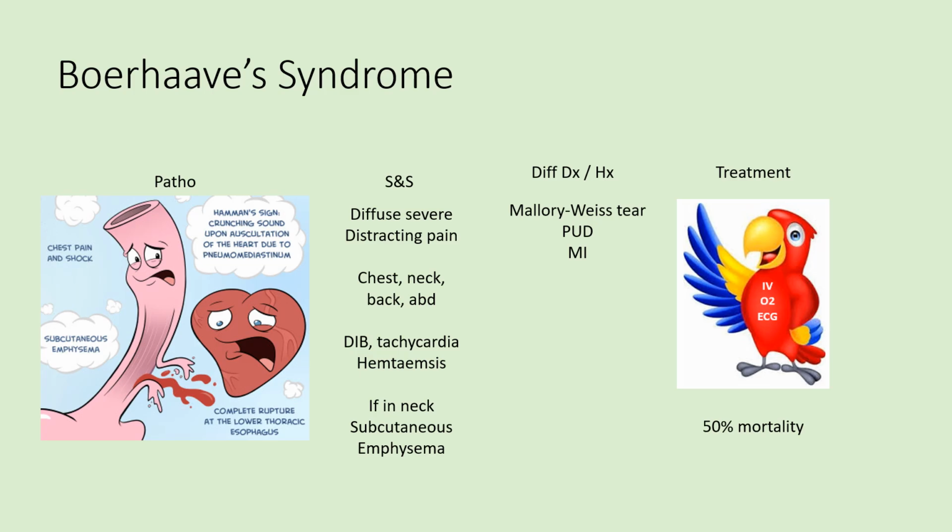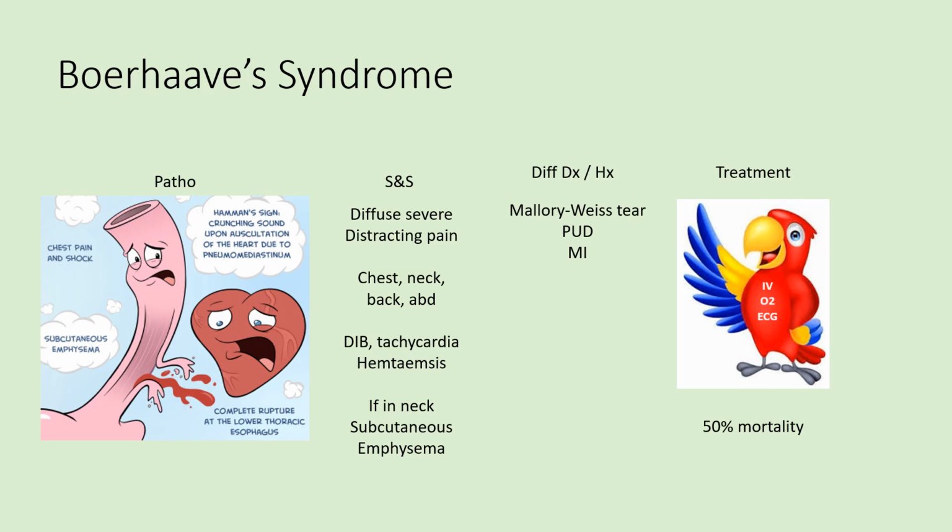Boerhaave's syndrome is a rupture of the esophagus caused by explosive vomiting, pushing during childbirth, weightlifting, seizures, and status asthmaticus. Signs and symptoms are diffuse and severe distracting pain. Oh, I've got this pain. It's way out of proportion to what they present. That pain could be in the chest, the neck, the back, or the stomach. They could have difficulty in breathing. They could be tachycardic on the monitor and have hematemesis and vomiting up blood.